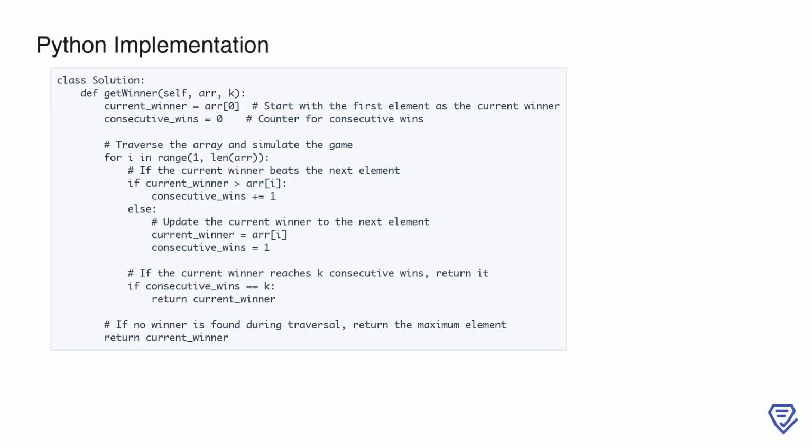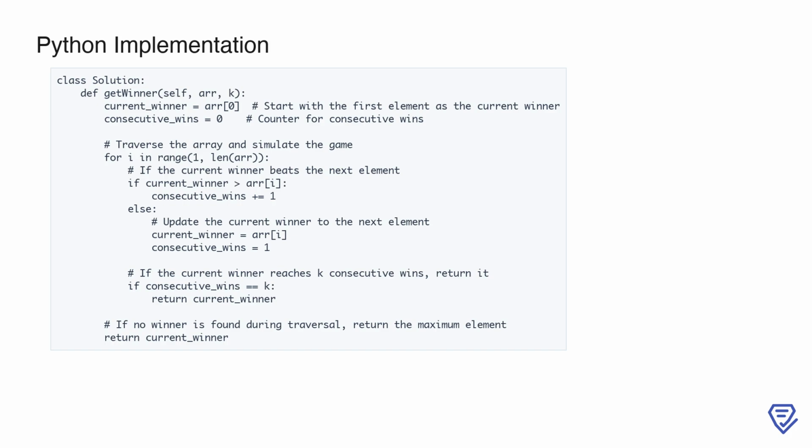3. Checking the win condition. During each iteration, we check if the consecutive_wins counter has reached k. If it has, we immediately return the current winner as the result. This ensures that the solution is efficient and stops early when a winner is determined.